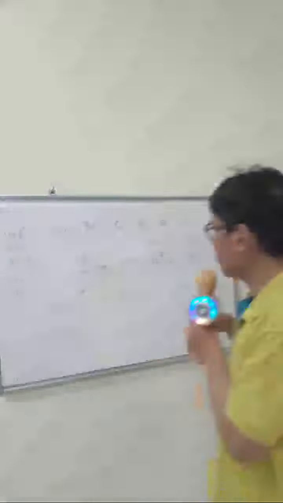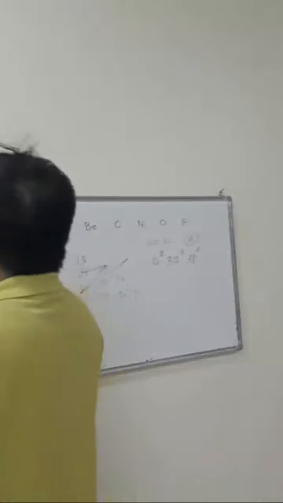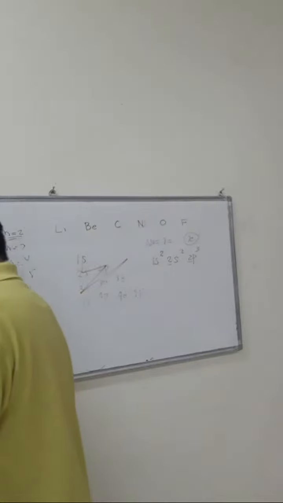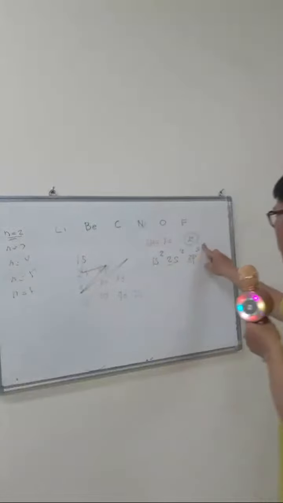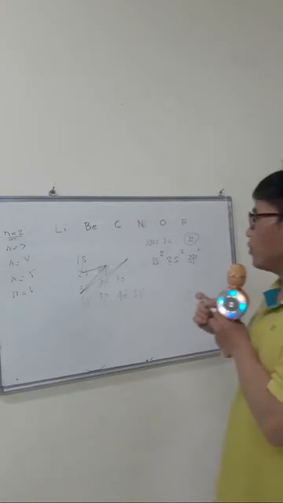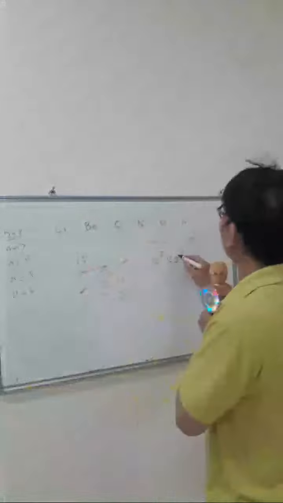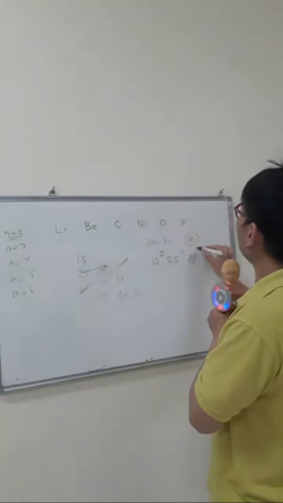For example, I have also oxygen. Oxygen's atomic number is 8. Same story, just add a little bit, 1. So 4 plus 4, 8. It's still in the second energy level. Or for example, fluorine, atomic number 9. Look, it's 2p5.